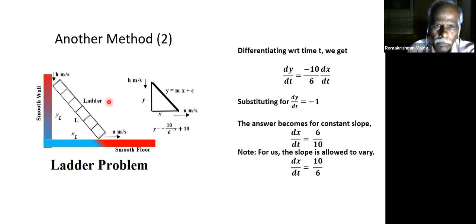Another method is here. I am going to find the relation for the straight line. I am not using the ladder, because the straight line has a slope that is kept constant. I am finding the slope by the coordinates of this point and the coordinates of this point.